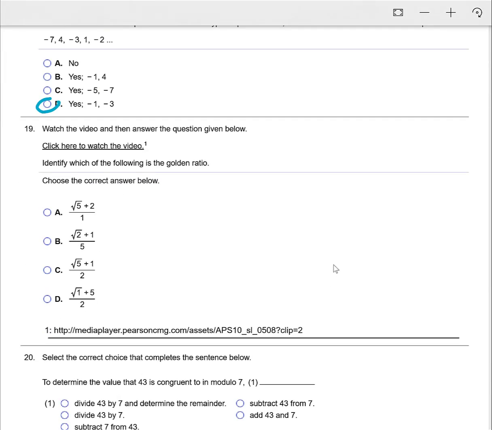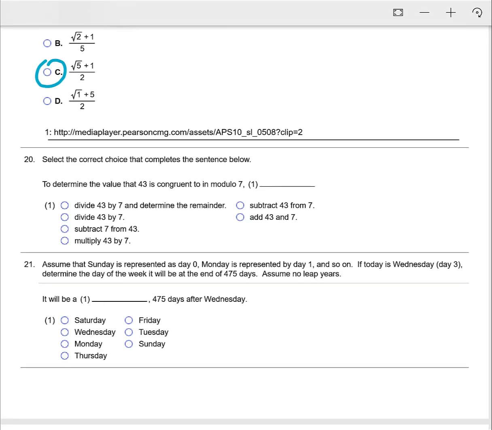Okay, which of these is the golden ratio? So this is just a definition question, and the golden ratio is C. And another definition question. To determine the value 43 is congruent to in modulo 7 system, what do we do? We divide 43 by 7 and determine the remainder, which is the first answer.